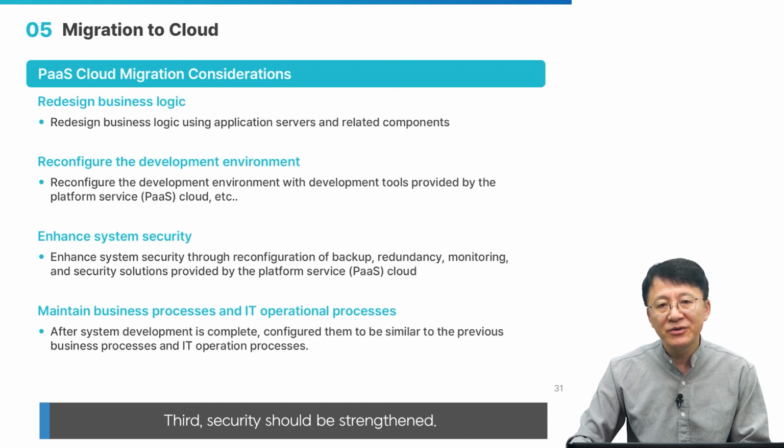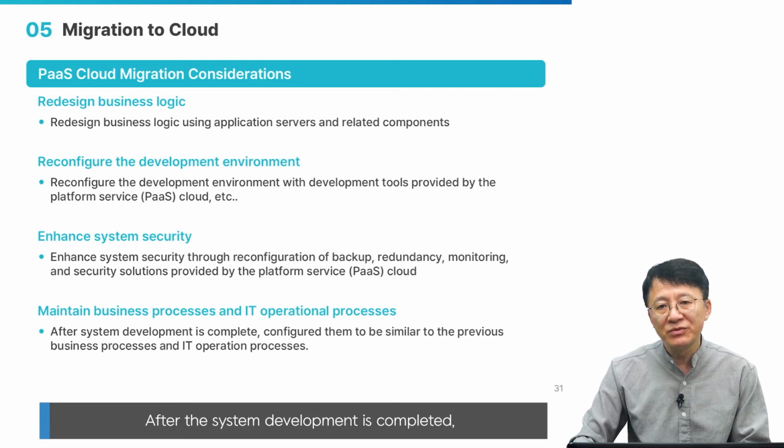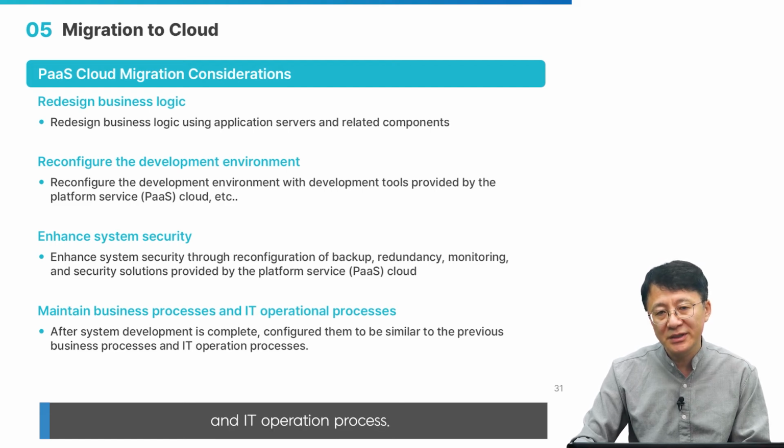Third, security should be strengthened. The cloud team should strengthen security through system reconfiguration using backup, redundancy, monitoring, and the security solutions provided by PaaS. Fourth, the cloud team should strive to maintain business processes and the IT operation process. After the system development is completed, the system should be configured to be similar to the previous business process and the IT operation process.